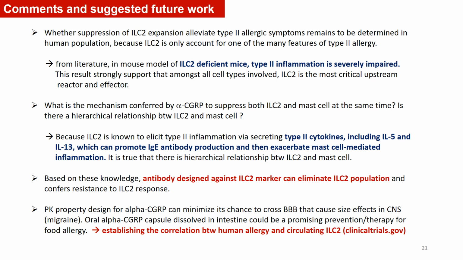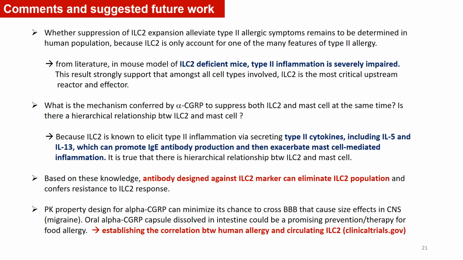My second question is what is the mechanism conferred by alpha-CGRP to suppress both ILC2 and mast cell at the same time? Is there a hierarchical relationship between ILC2 and mast cell? Yes, indeed, similar to my previous question, because ILC2 plays an initiating role. It secretes type 2 cytokines, including IL-5 and IL-13, which can promote IgE antibody production and then exacerbate mast cell-mediated inflammation. So it is true that there is a hierarchical relationship between ILC2 and mast cell.